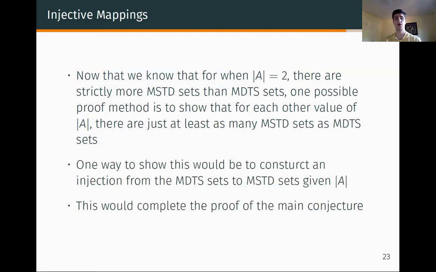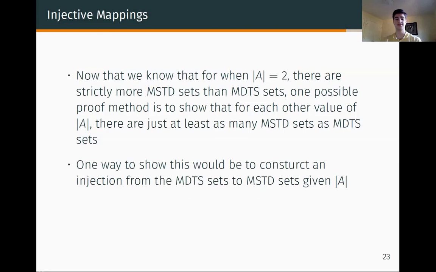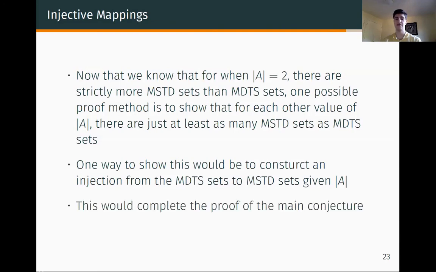And then so one way to show that last statement would be to construct an injection from all MDTS sets to MSTD sets given a certain size A. And then if we were able to find such an injection, this would complete the proof of the main conjecture.